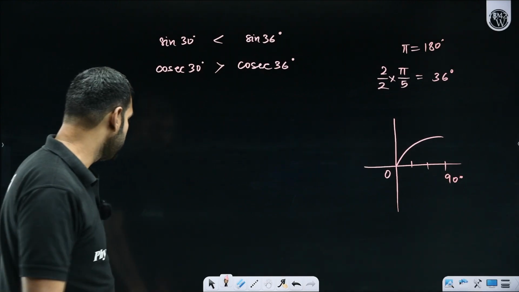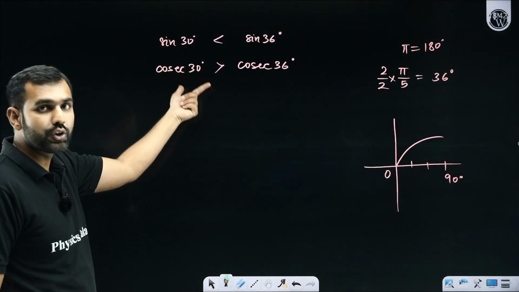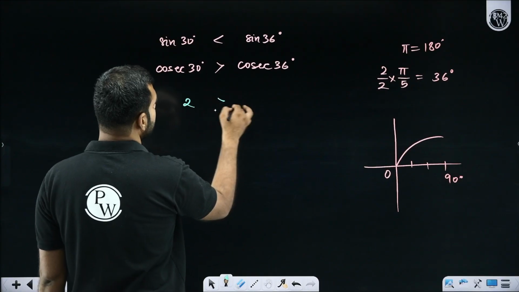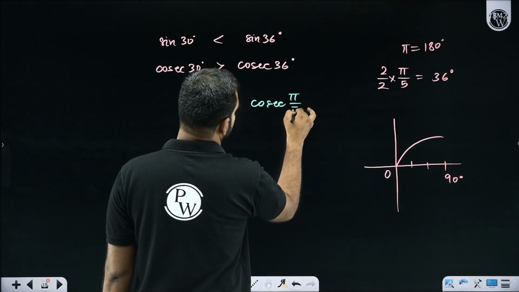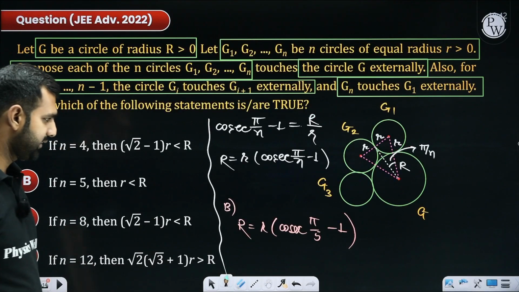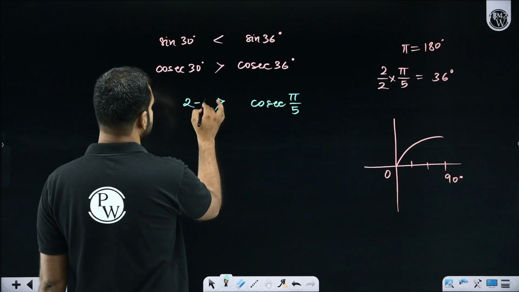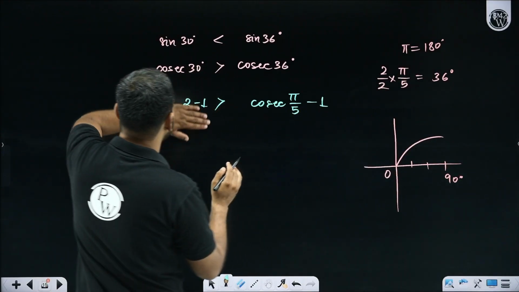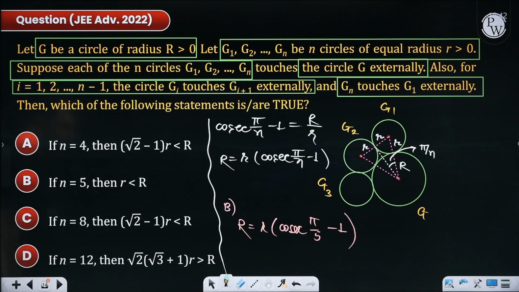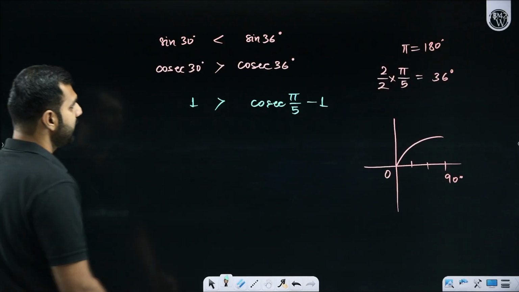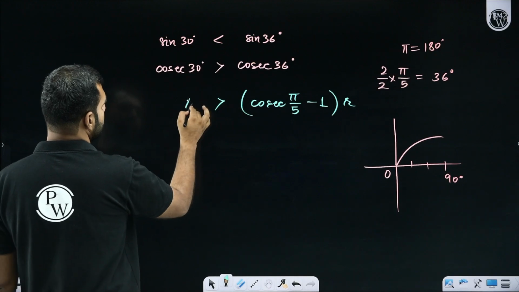Everyone understood what I'm trying to build here? So with that, can you help me with sine 30? Sir, it is 1 by 2. Cosec 30 will be 2. So 2 is greater than cosec 36, which of course is your cosec pi by 5. I hope there is no confusion on that. With this, if I subtract 1 on both sides to create something like option B, of course, 2 minus 1 is clearly 1. I hope you got this. Now, one thing I'm going to do is multiply both sides by small r. So if I multiply both sides by small r, this gets r and this also gets r.